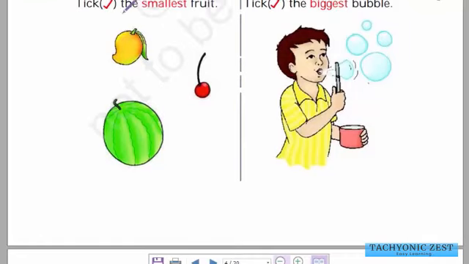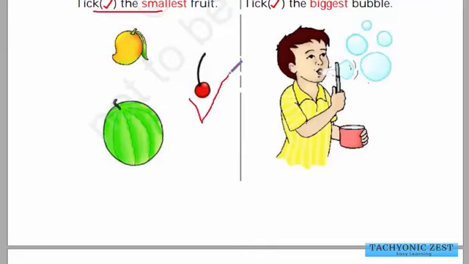The next question is, tick the smallest fruit. So we need to tick the fruit which is the smallest. This is the diagram of a mango, this is the diagram of a watermelon, and this is a cherry. As we can see clearly from the diagram, this is the answer, this is the smallest fruit. And if we were asked to tick the biggest one, please tell me what would be the biggest one. Yes, you're right, this is the biggest. So this is the biggest fruit among all these three fruits given over here.